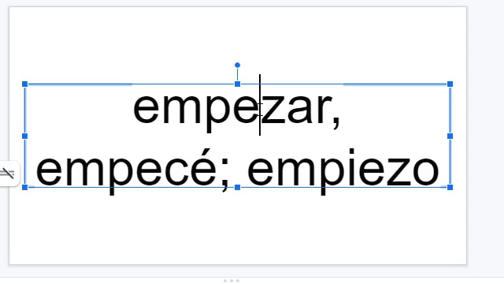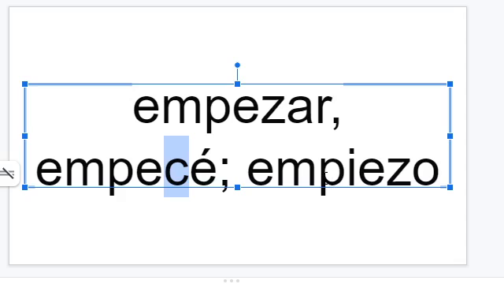Another irregular verb is to start. Notice the spelling of to start or to begin. You have a Z, and at the beginning of the word you have E-M-P-E-Z. But when you are saying I started or I began, the Z is no longer there. Now the letter that shows up is C. So that's what makes this verb irregular.